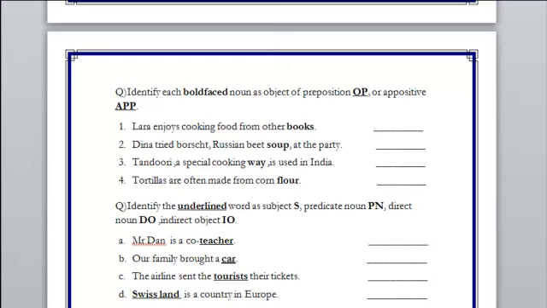Let's start our revision today with the grammar report. Don't forget, I have to mention again that I have assigned some pages from the revision sheet itself to be homework.